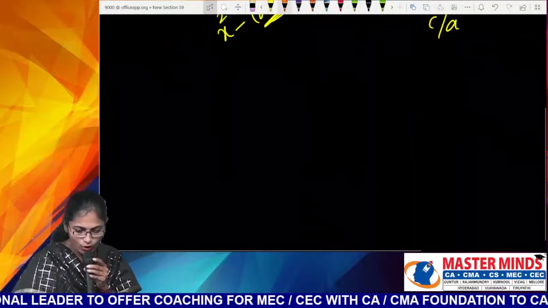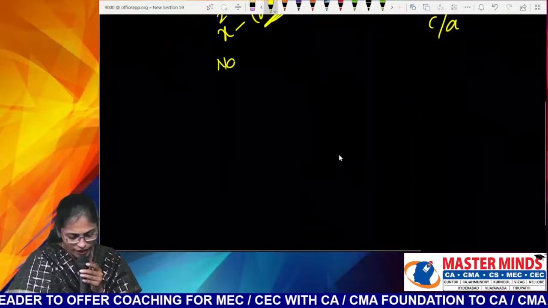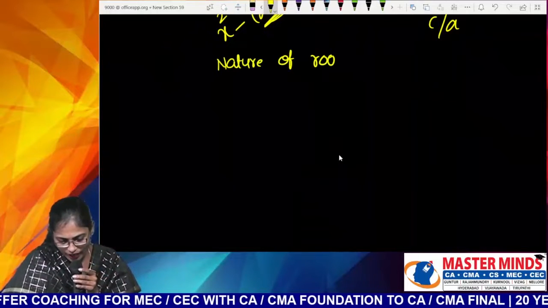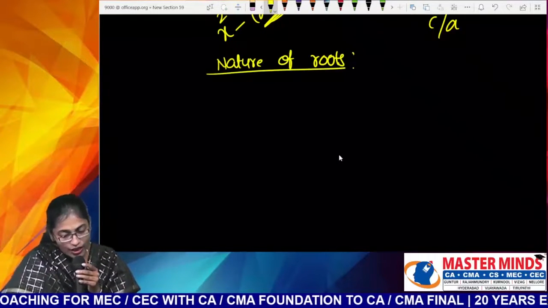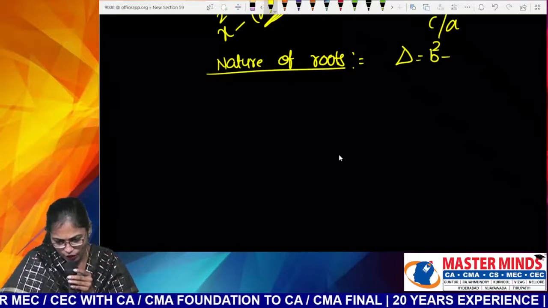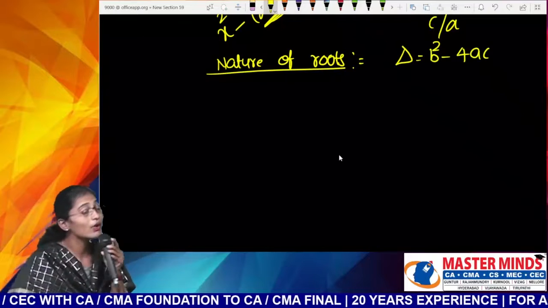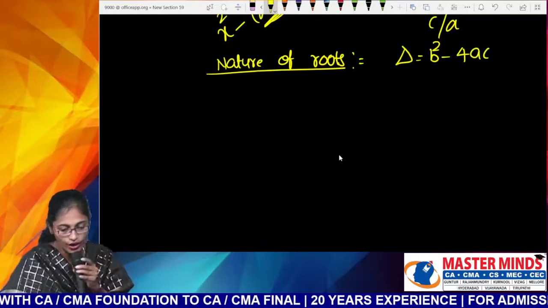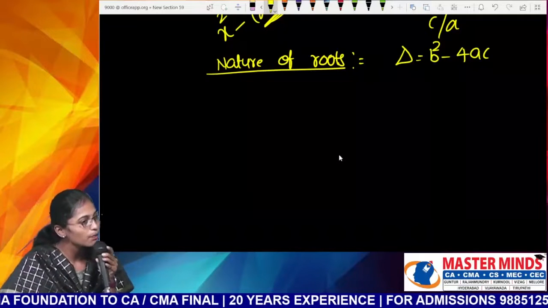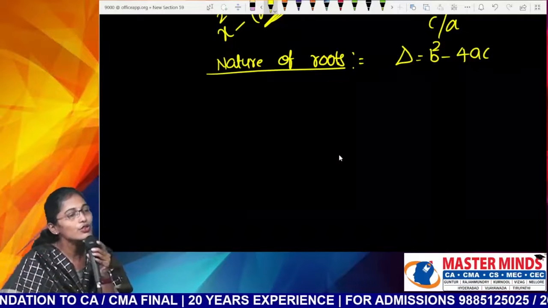Now look at this. What is the nature of roots of a quadratic equation? The nature of roots of a quadratic equation will be completely dependent upon the value of delta, which equals b square minus 4ac. This is the so-called discriminant, because based upon the value of b square minus 4ac, the roots may differ.